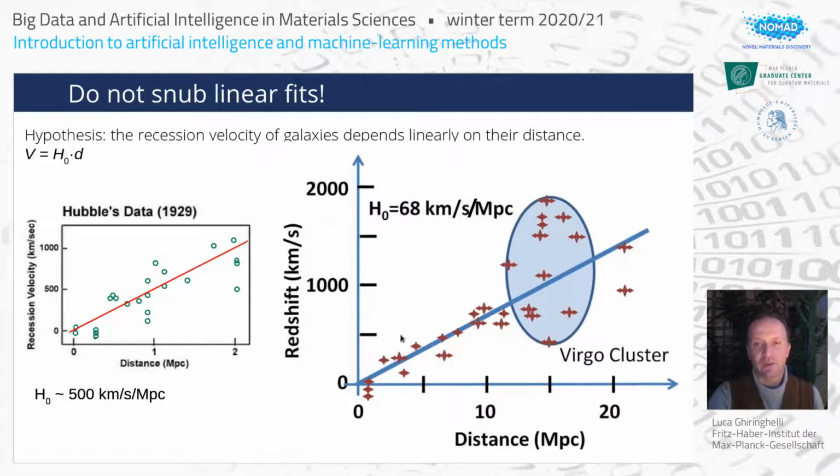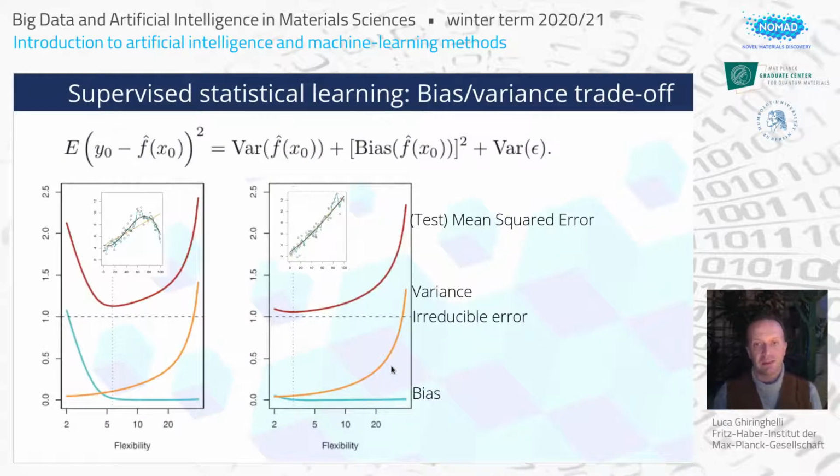Now, what you for sure have noticed immediately is that the modern value of the Hubble constant is quite different from the value that Hubble had found. The main reason is that he had data only until 2 megaparsec. Now we have data until 20 megaparsec, so he was fitting only the initial part of the curve, and it happened to be much steeper than it actually is. End of the digression on linear models, which you should not disregard just because they are too simple.